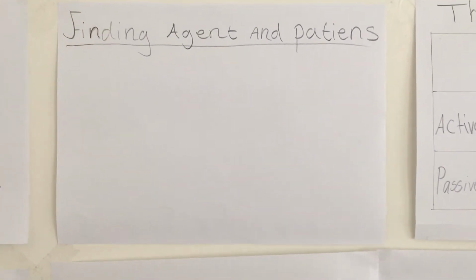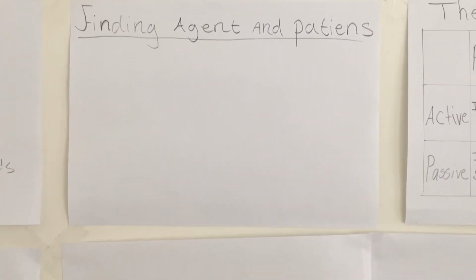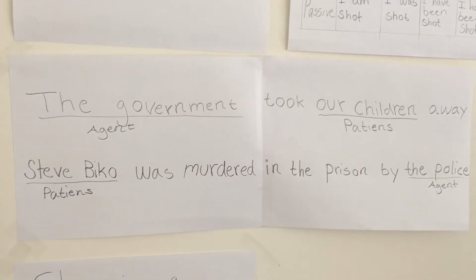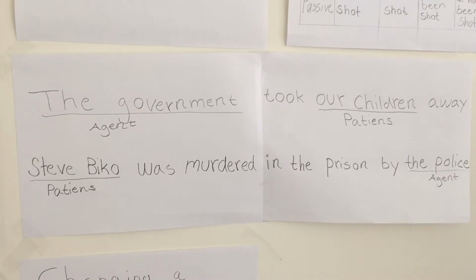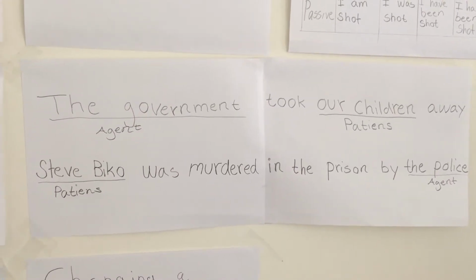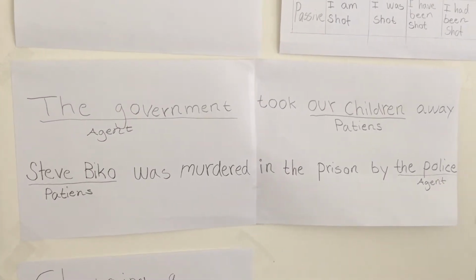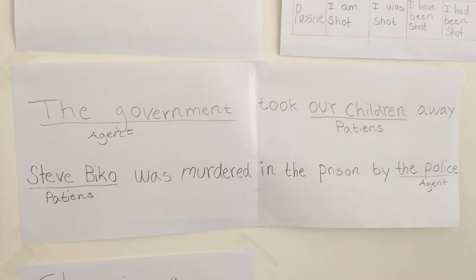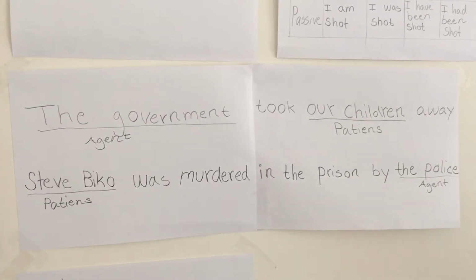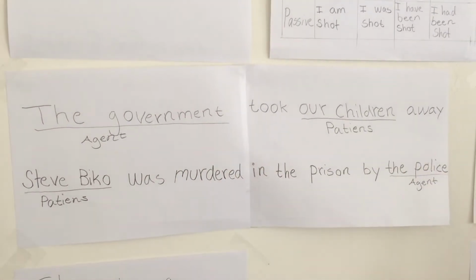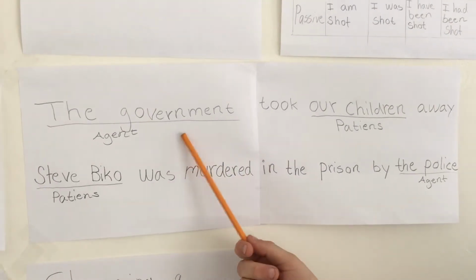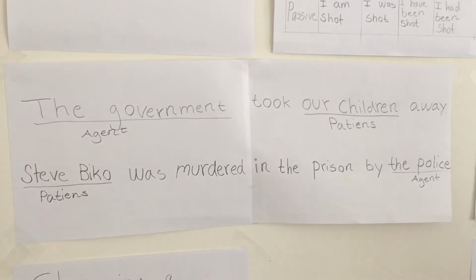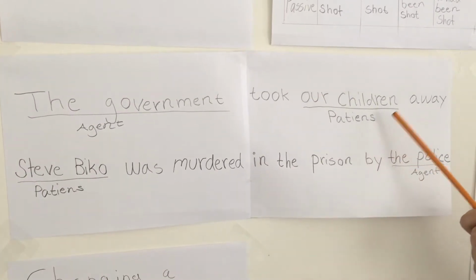Finding agents and patients. To find out who is causing something and who is suffering something, you have to find the agents and patients in a sentence. When finding agents, you ask who is doing something. When finding patients, you ask who is suffering something. For example, the government took our children away. You can see that the government is the agent because they are doing something where the children are suffering.